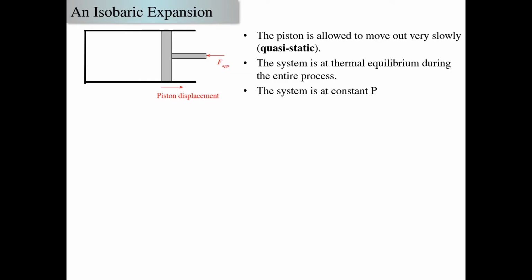Next, let's think about an isobaric change or an isobaric expansion. In this case, we are keeping the pressure constant. We're still using a quasi-static expansion, so it's happening slowly, and our system is staying in thermal equilibrium throughout the entire process. And we keep the system at constant pressure.